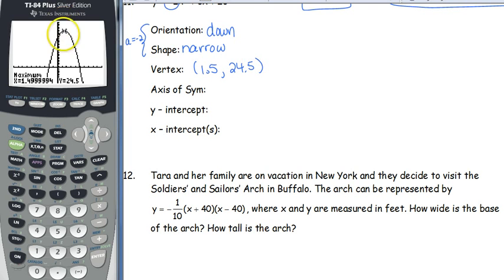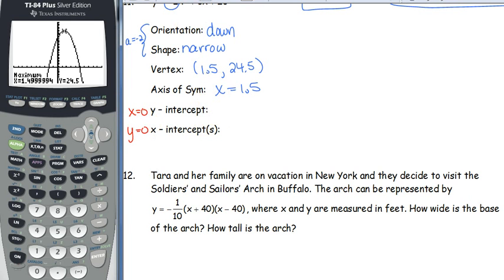Now we want our axis of symmetry, which is going to cut that parabola in half, which is a vertical line, so we want x equals, and it's always going to go through that vertex, so it's whatever that x-coordinate is. Now if we want our y-intercept, we know that our x is 0. If we want our x-intercept, we know it's when y is 0.